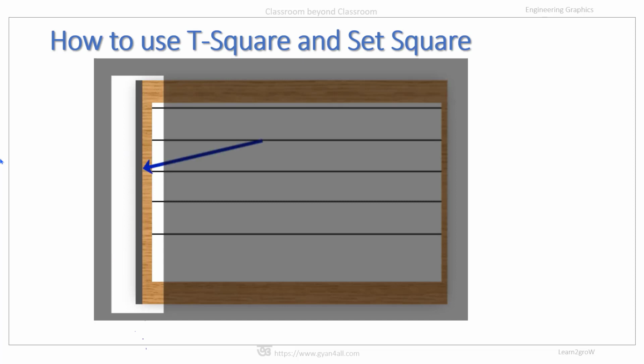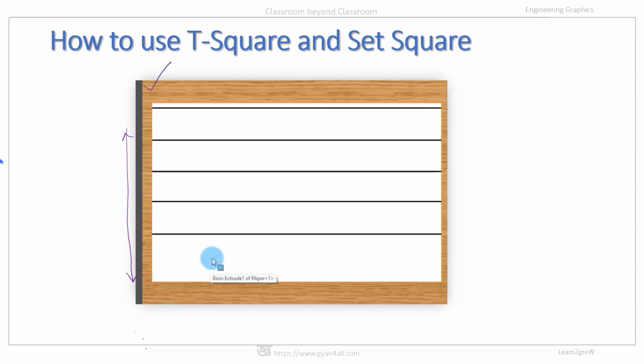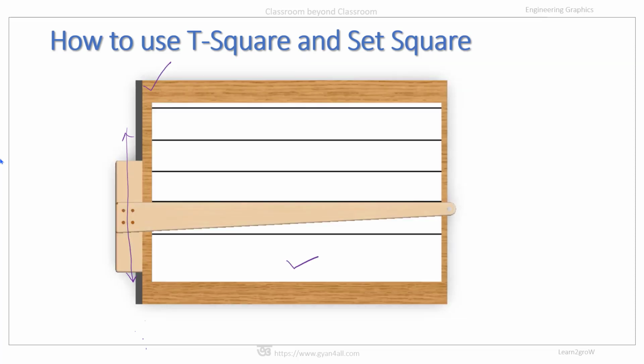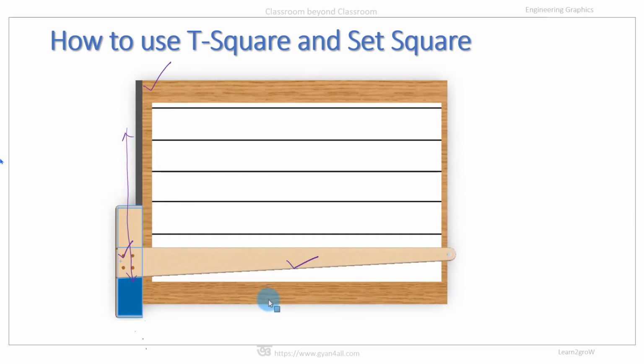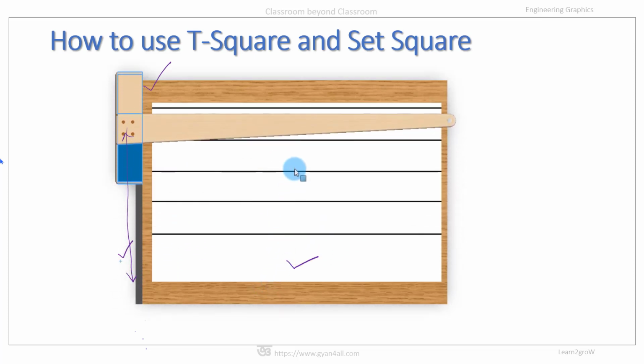So this is the working edge of the drawing board. This is the drawing board and this is the drawing sheet. This T-square can slide along the working edge of the drawing board like this.